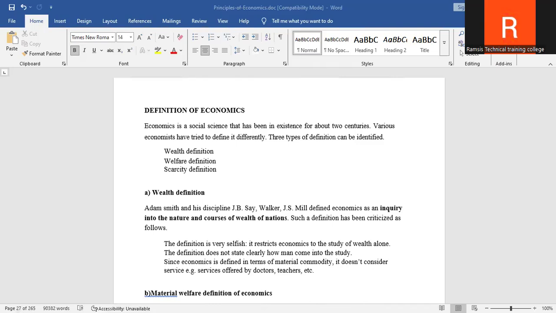So we look at the basic economic concepts, and first we are talking about human wants.